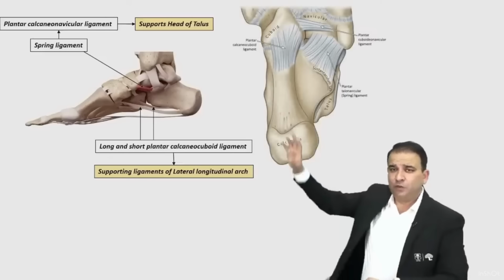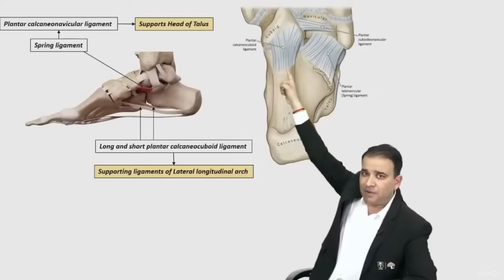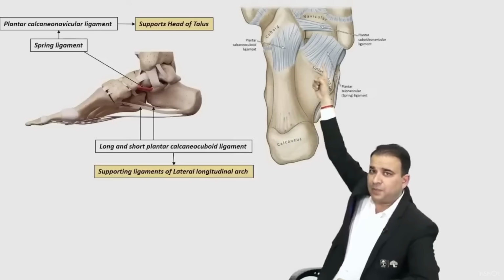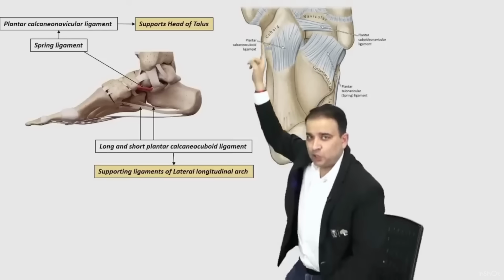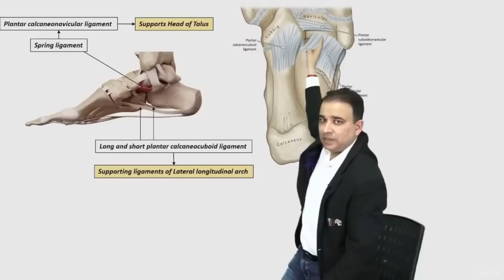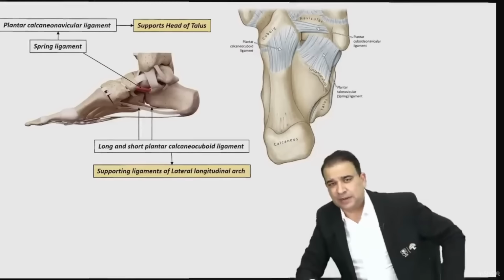Now that's another view. If you see from the plantar surface here, you can see the plantar calcaneocuboid ligament here, and that's the spring ligament over there. That's a view from the inferior side. You can see the calcaneum bone, that's the cuboid over there, and that's the navicular over there. That's another view of the same ligaments from the inferior aspect.